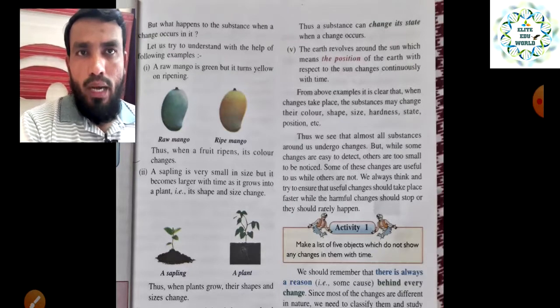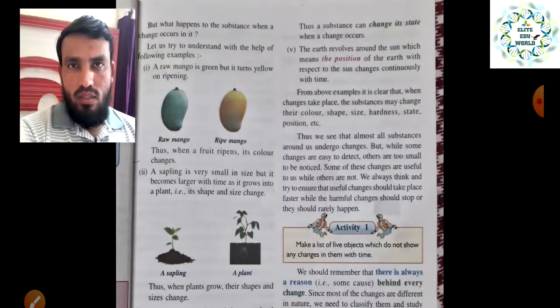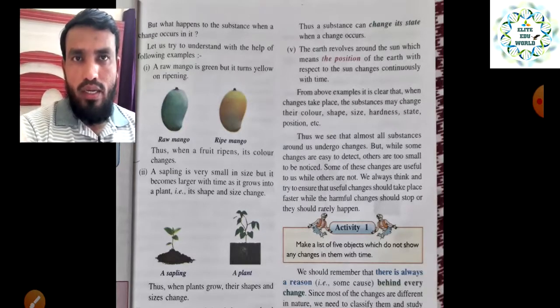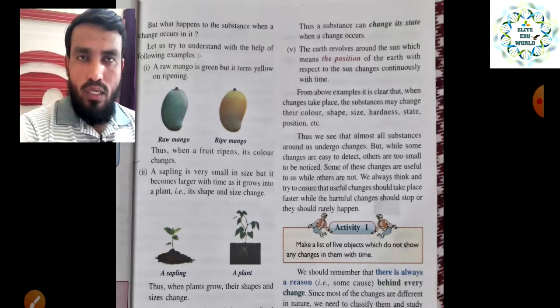A raw mango is green but turns yellow on ripening. When we see a raw mango, it looks green and hard, and when it is ripened, it has totally changed.